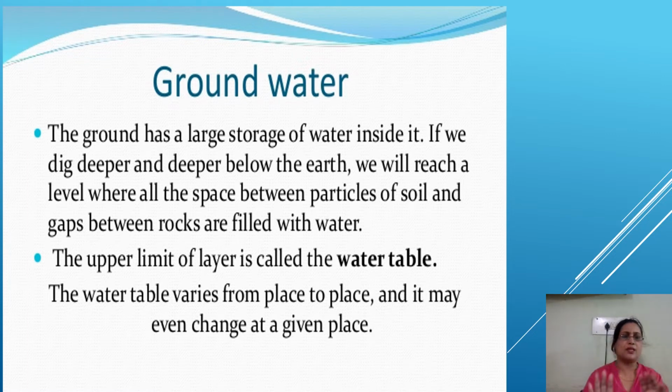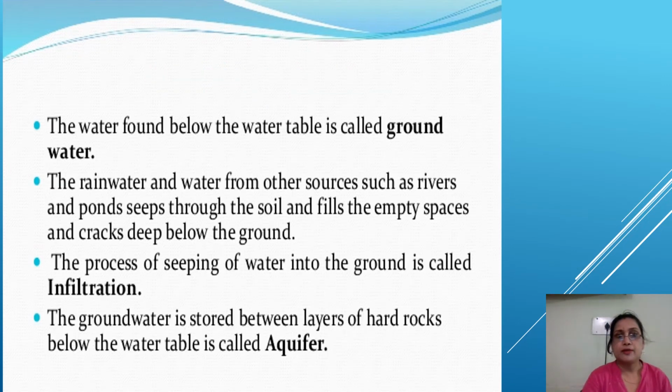It is a simple thing. What is groundwater? That is the water that is drawn from the ground. And what is the water table? Groundwater and the water table. The upper layer of groundwater is the water table. The water found below the water table is groundwater, and the rainwater from sources such as rivers and ponds seeps into the soil and fills the empty spaces and cracks deep below the ground.